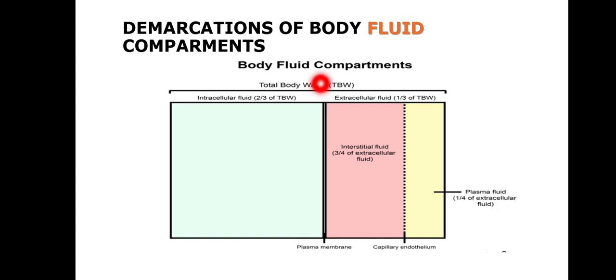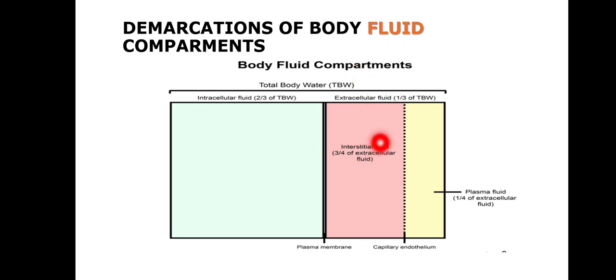In summary, the total body water is 60%. Intracellular fluid is 2/3 of the total, which is 40%. The extracellular fluid is 1/3 of the total body water, which is 20%. Then the extracellular fluid is further divided into three. We have the interstitial fluid, fluid that is found outside the cells. We have the plasma fluid, fluid that is found in blood, and the transcellular fluid, fluid that is found in the body cavities. Now let's distribute the 20% that we got from the 60% total body water.